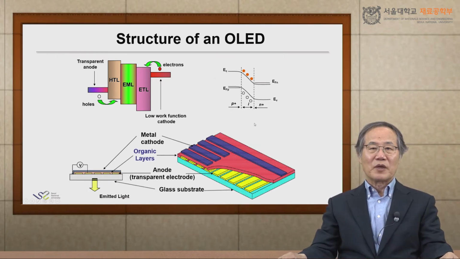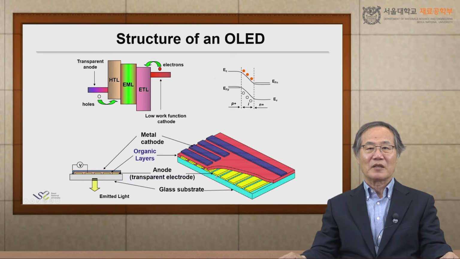To fabricate displays, we need a very, very simple schematic diagram of display structures, where this is a PM OLED, passive matrix OLED. Let's say this is the anode, and the anode has a line electrode. Then you deposit the organic layers, and then the metal cathode, which is in the cross direction, as a line electrode here.